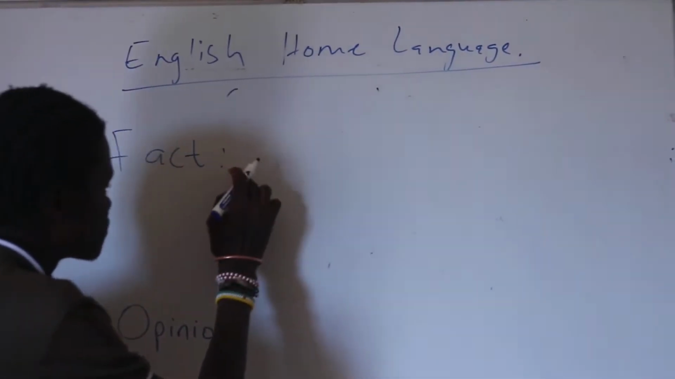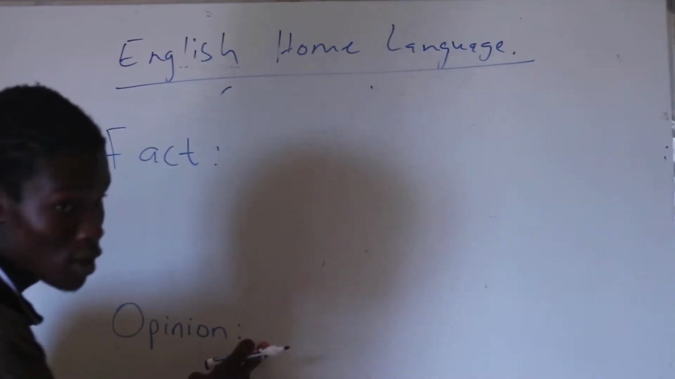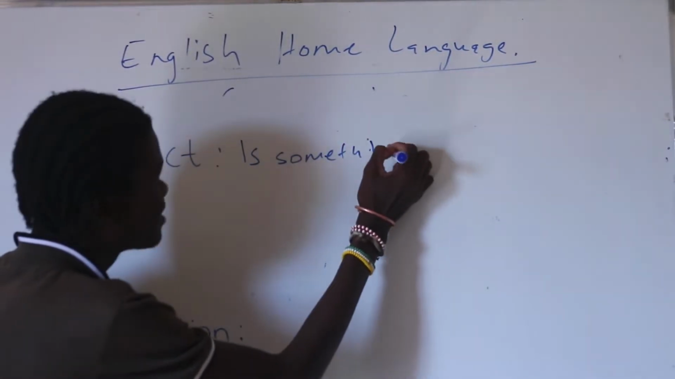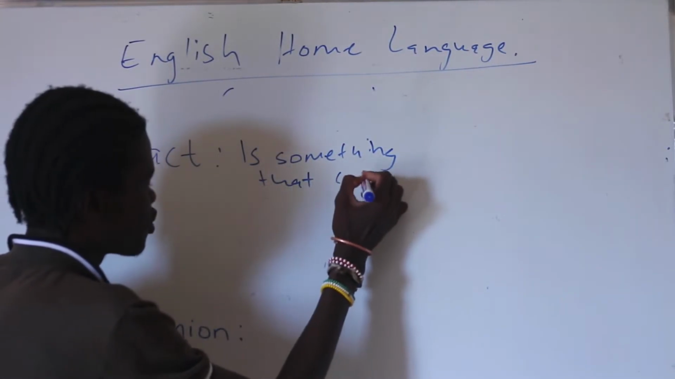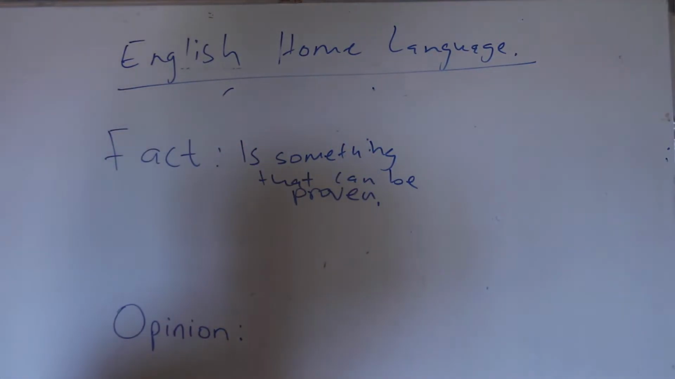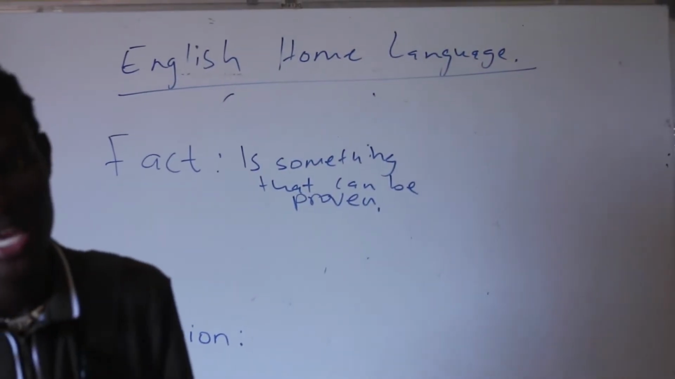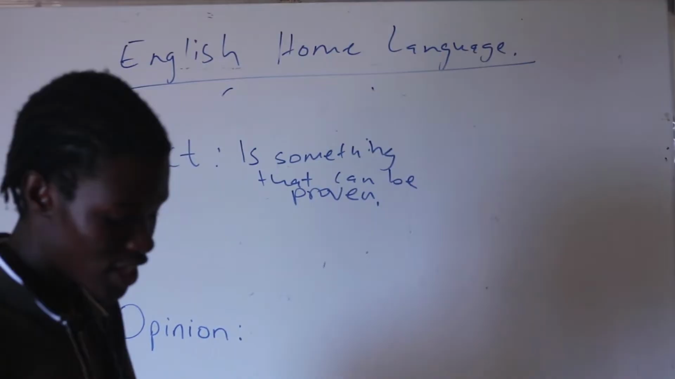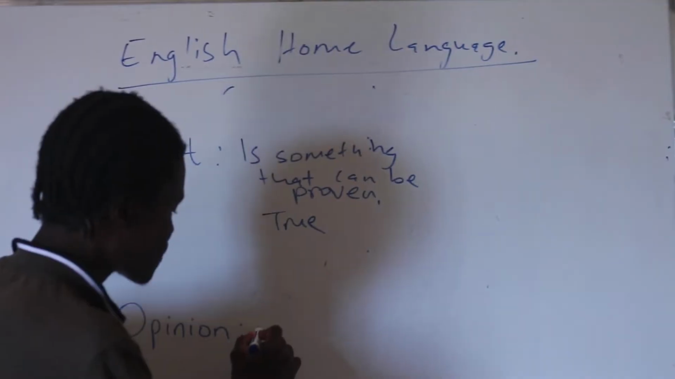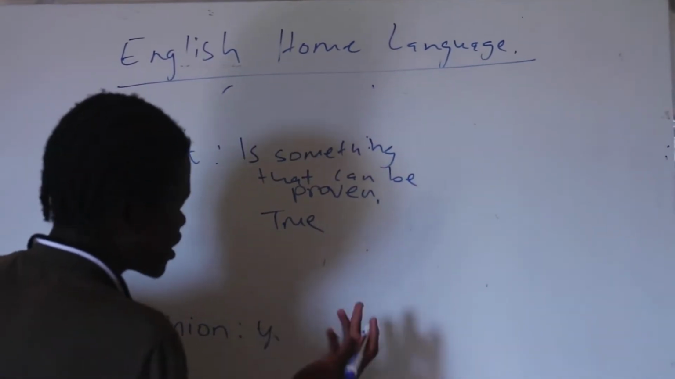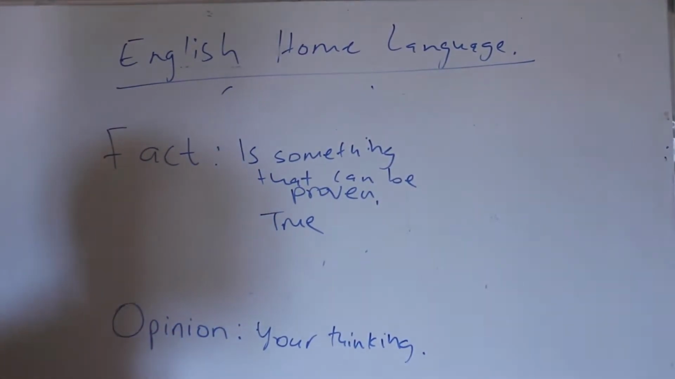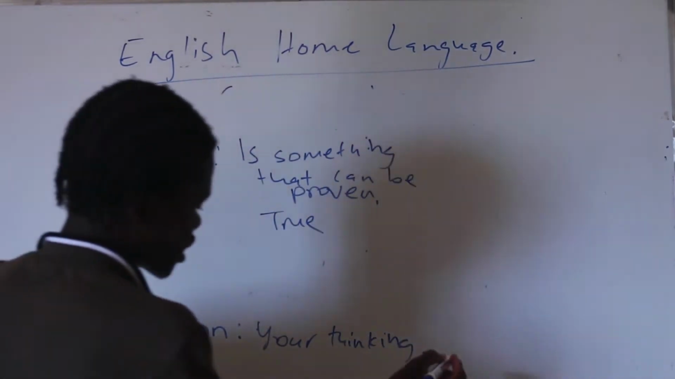What is a fact? And then what is an opinion? A fact is something that can be proven. And an opinion is anything that is a suggestion, anything that comes from your head, how you think or what you think. So one is something that is true, and the other is something that you're thinking, your suggestion. It could be wrong, it could be right, but that's an opinion. I hope I'm making sense. So it's what you think.